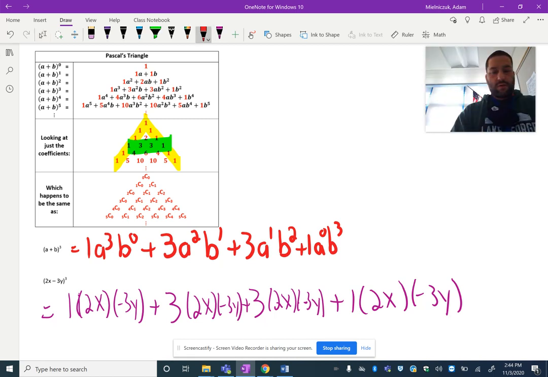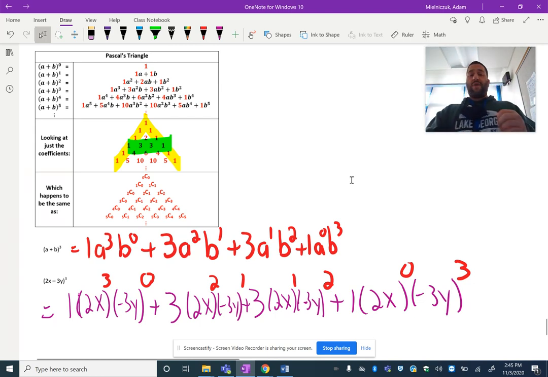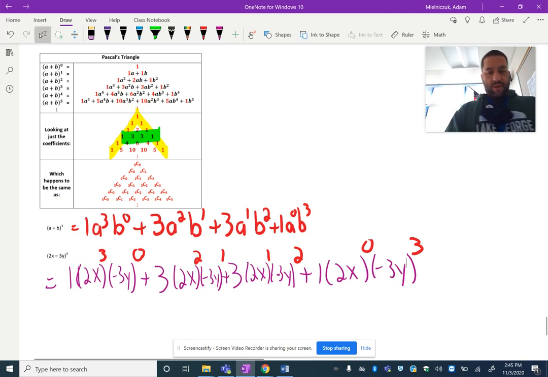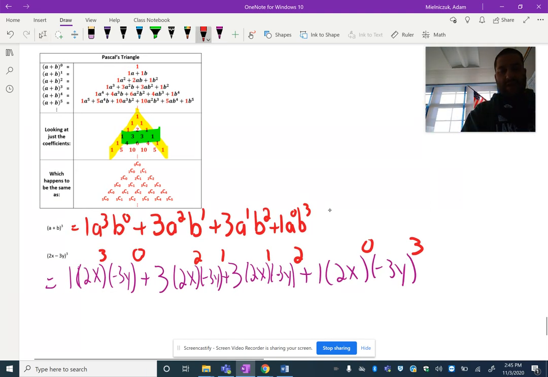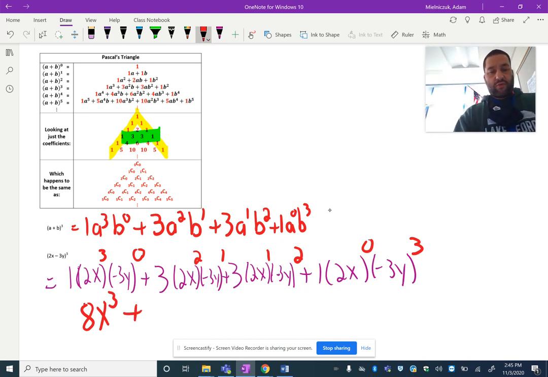What's the last thing I have to do? My exponents. I'm going to start with a 3 and a 0, 2, 1, 1, 2, 0, 3. I can assure you this is a much easier way to look at this than to actually use that crazy formula. So now we just got to clean it up. So let's see. Negative 3 to the 0 goes away. So we're going to get, let's see, 2 cubed is 8. So we're going to get 8x cubed plus 3.